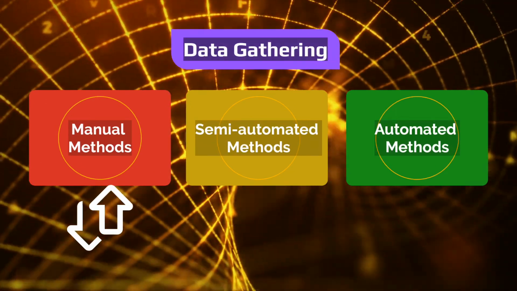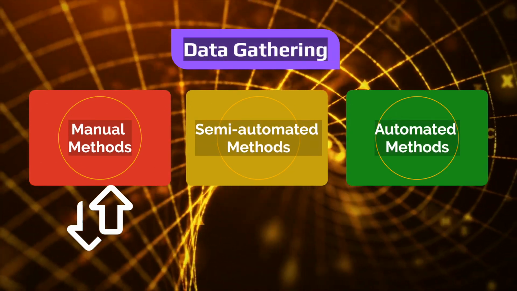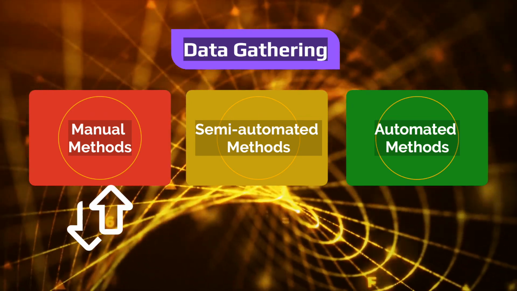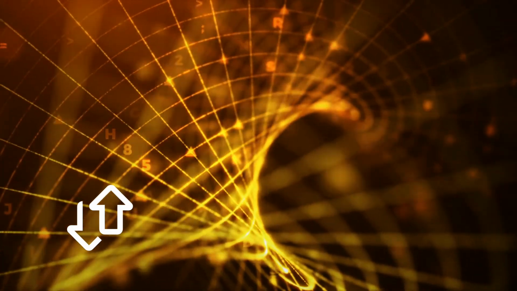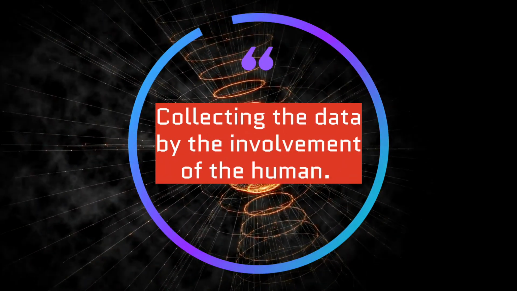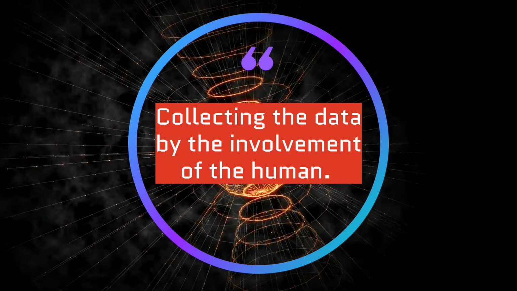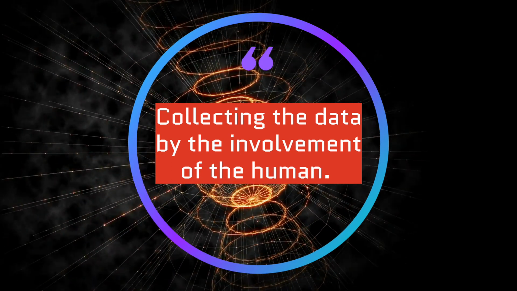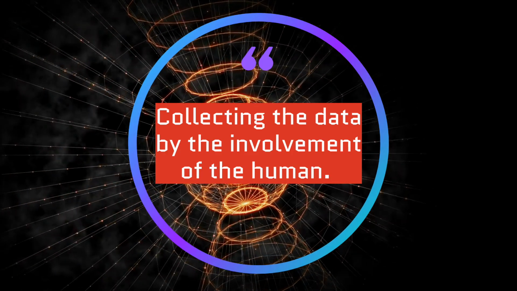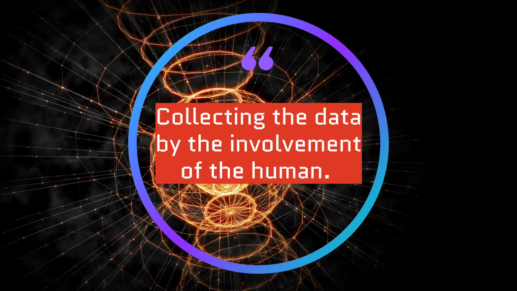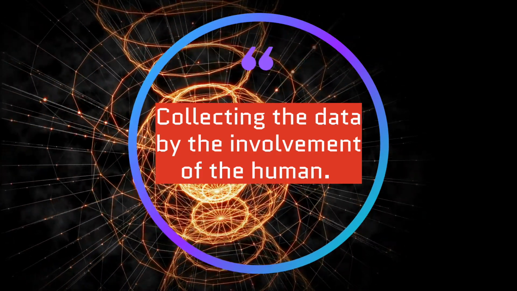Let's learn about the first method in data gathering, that is, the manual method. Collecting the data by the involvement of a human can be known as the manual method. Interviews, questionnaires, and observation can be taken as some ways of collecting the data manually.